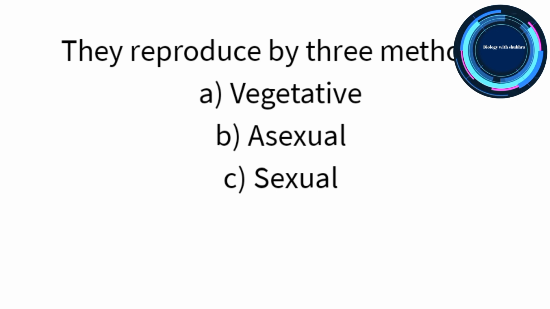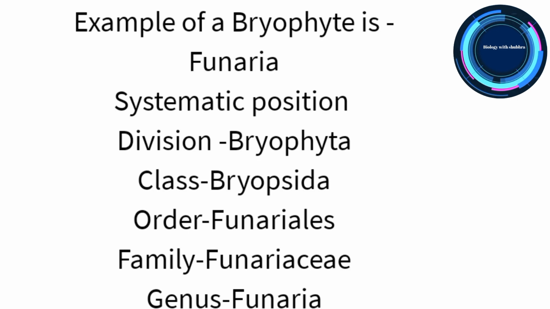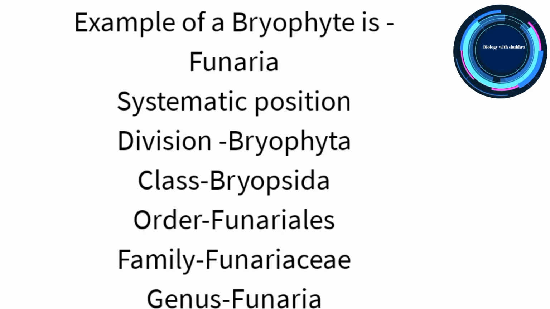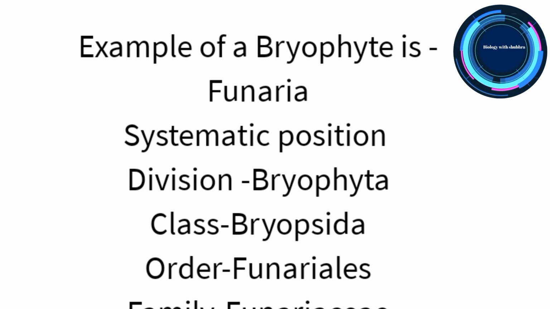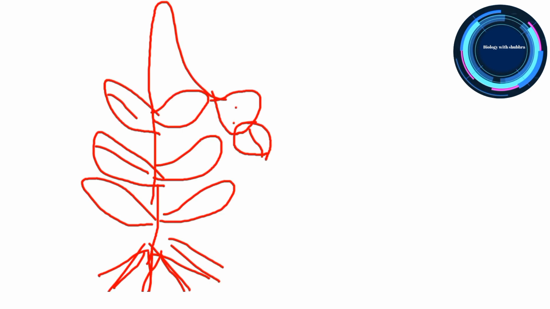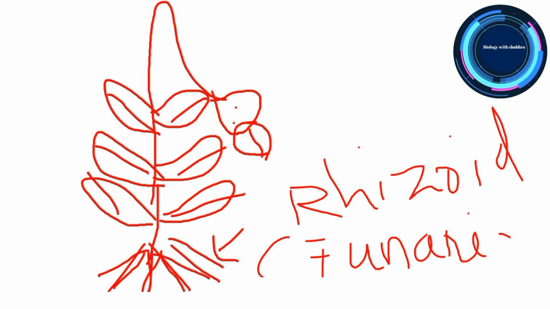Example of a bryophyte is Funaria. Here is the systematic position. Division of Funaria is Bryophyta. Class is Bryopsida. Order is Funariales. Family Funariaceae. And the genus is Funaria. Here is the diagram of Funaria, and the part shown below is the rhizoid. This is the example of Funaria.